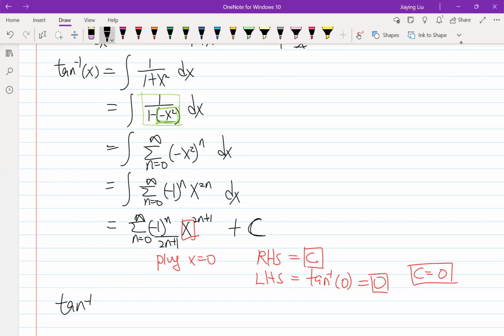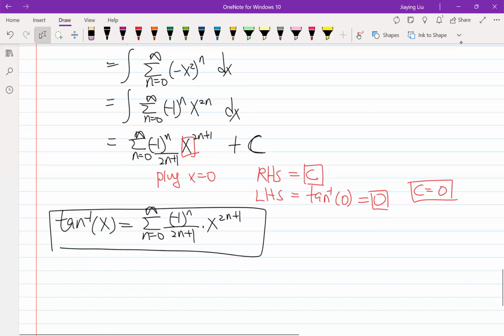So at the end, we have inverse tan of x equals sigma n equals 0 to infinity, -1 to the n divided by 2n plus 1, and then x to the 2n plus 1. So that's the power series. This part is equivalent to the c_n. This part is equivalent to x to the n. Any questions on those?